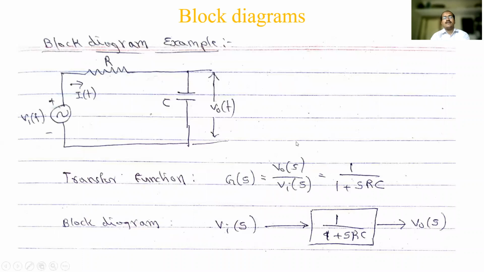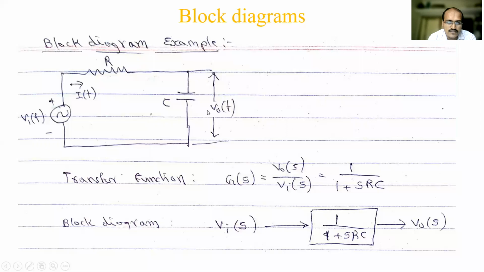Next, I will take one simple example. You've seen this electrical network or electrical system earlier also, and we have written the transfer function of this. The same thing can be represented in block diagram manner. How is it possible? You have to take the KVL of this input loop. What you will get is Vi of t equals R into I of t plus 1 by C integration I of t, right?